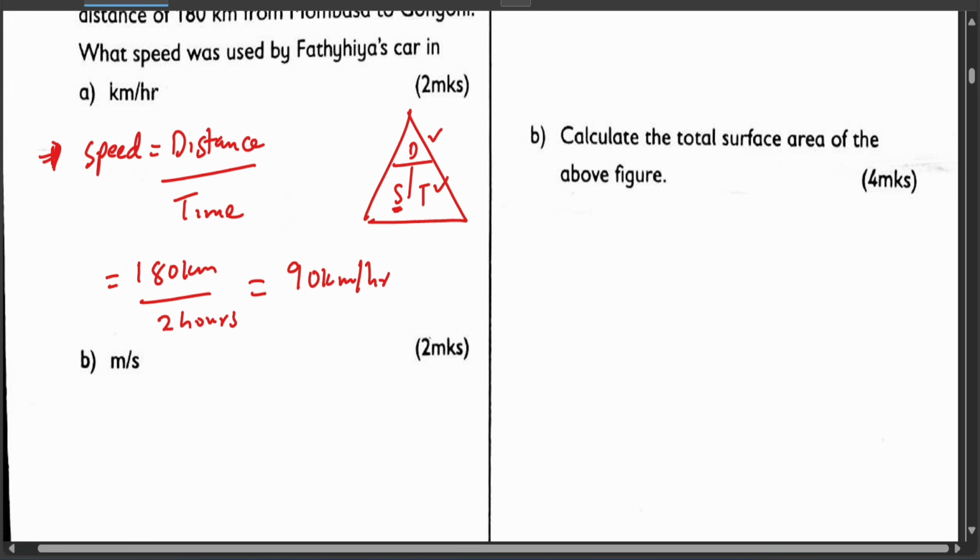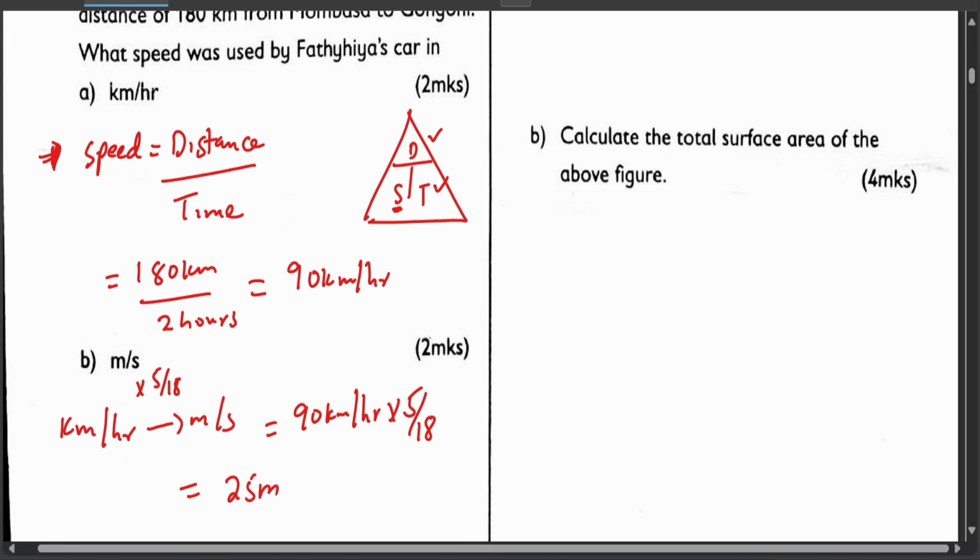Okay, so for meters per second, kama kubadilisha kilometers per hour to meters per second, usually multiply by 5/18. That's even the answer yako. So utachukua tu hiyo 90 kilometers per hour, you'll multiply it by 5/18. So 90 times your 5/18 gives you 25 meters per second. So hiyo ni njia rahisi.